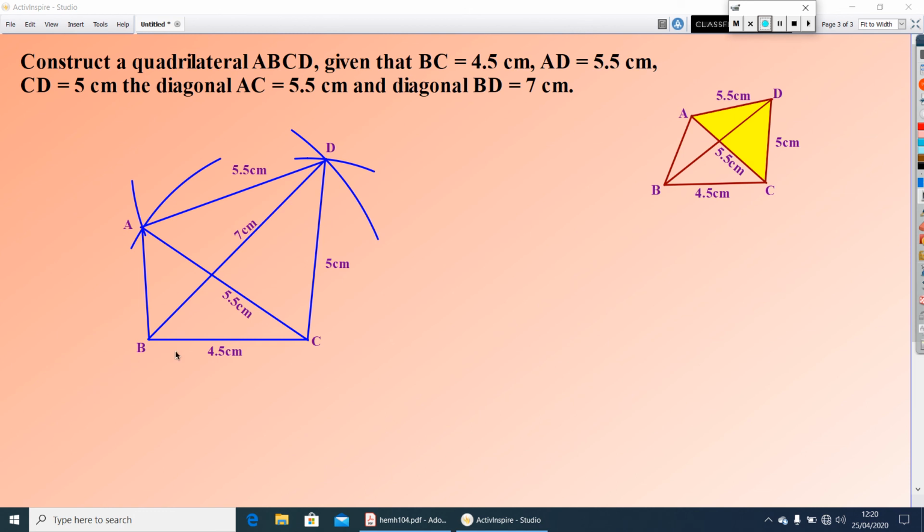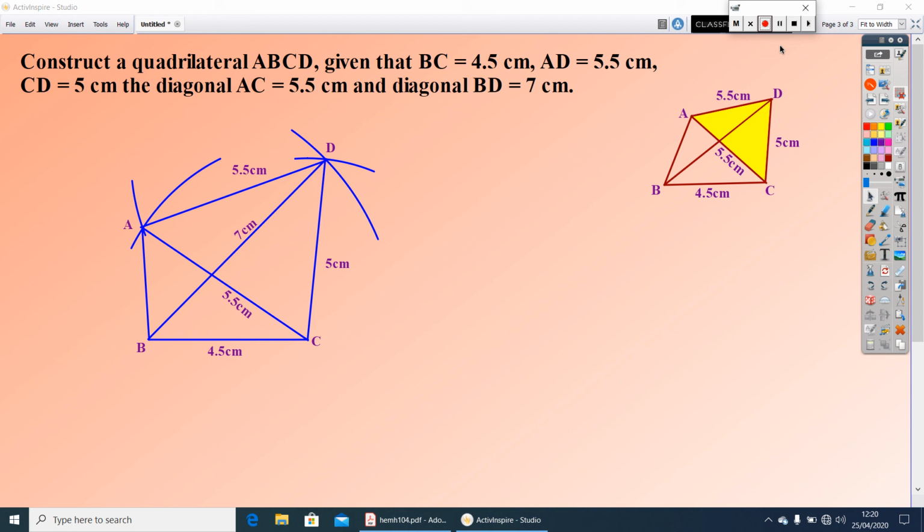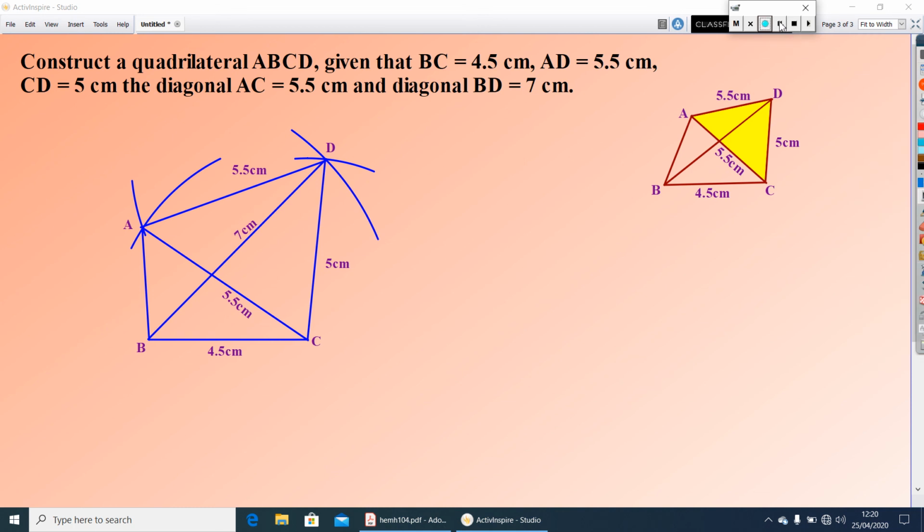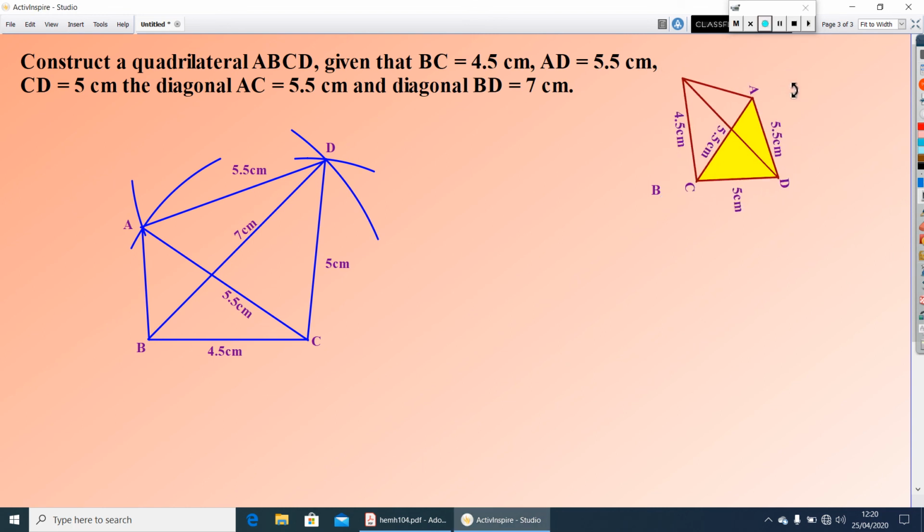Now is it necessary to start with side BC? No. With any side you can draw this figure. Now let me rotate this one. Here, with DC you can start. To get A, take 5.5 from D. Then to get B, take 4.5 centimeter from C and 7 centimeter from D, and you will get B. In this way also you can draw the same quadrilateral.